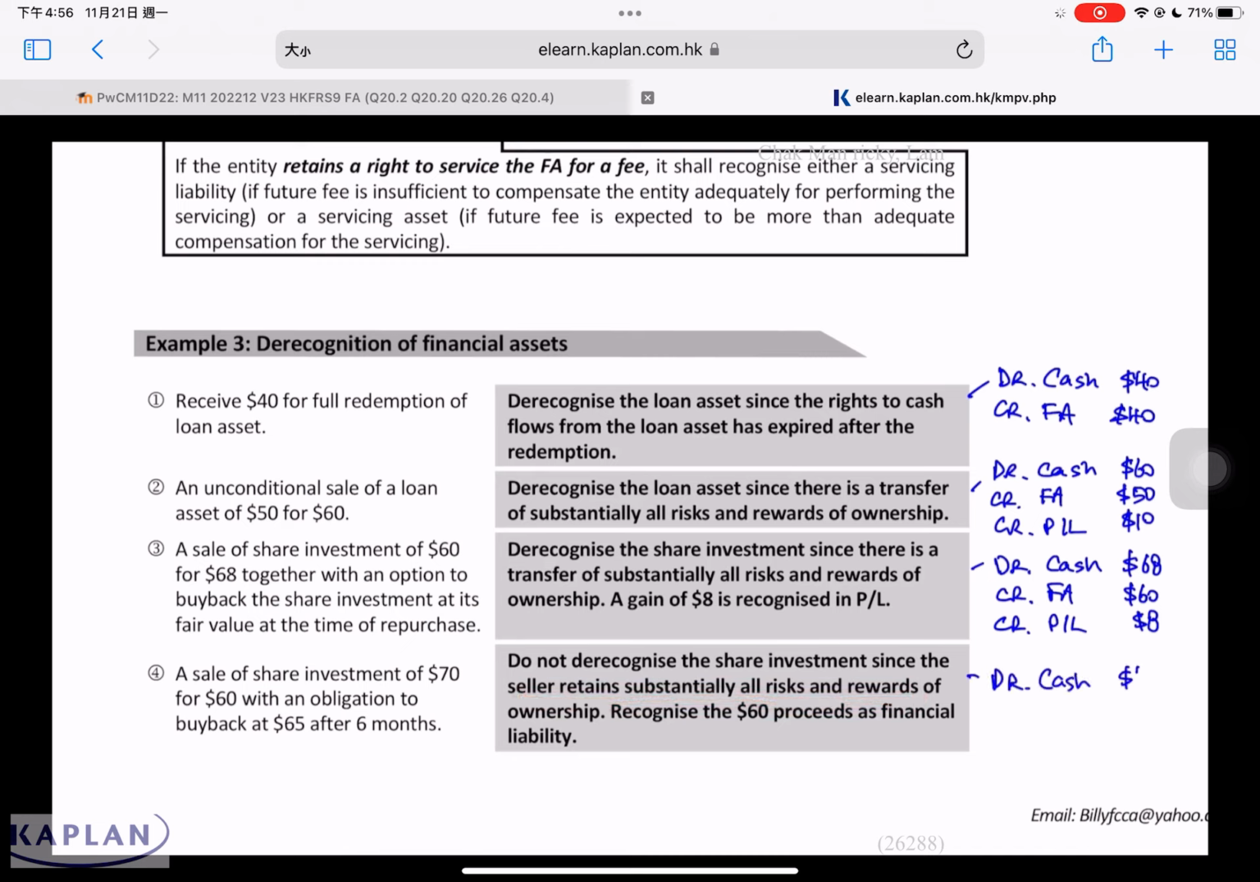Debit cash, $60. Can I credit the financial assets, $70? The answer is no. Because this is not a sales transaction. In substance, this is a loan transaction. Because I receive 60 from you now, and after 6 months, I have an obligation to pay back 65. The extra $5 in substance is an interest for the 6-month period. In this case, I must credit a financial liability because there's no transfer of substantial risk and real ownership. In fact, I retain substantial risk and real ownership. So I cannot derecognize.